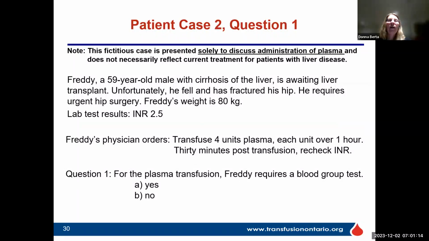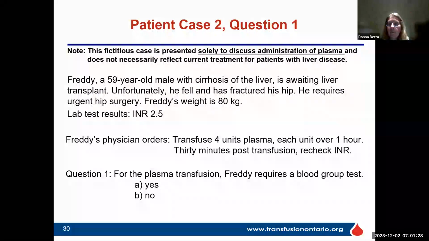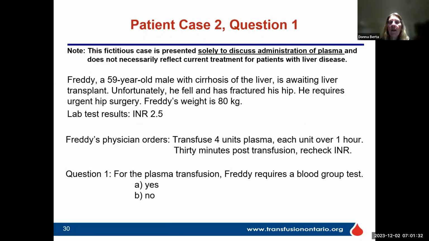We're going to move on now to another case, and this case is 100% fictitious. I'm presenting it just to discuss the administration of plasma, and certainly I am not an expert by any means with liver disease, so this doesn't necessarily reflect a current treatment standard. Nonetheless, we'll talk about Freddie.